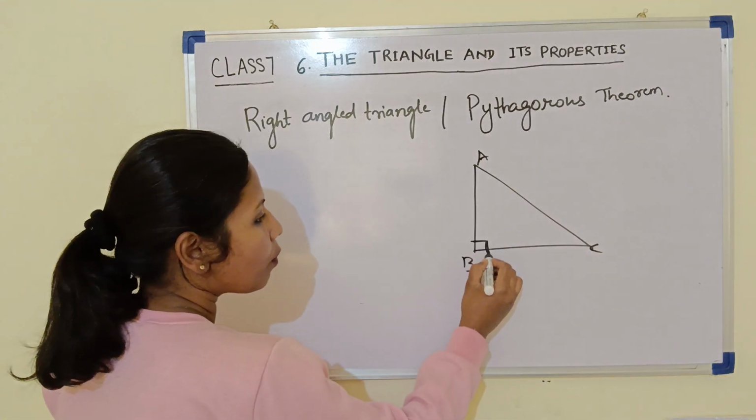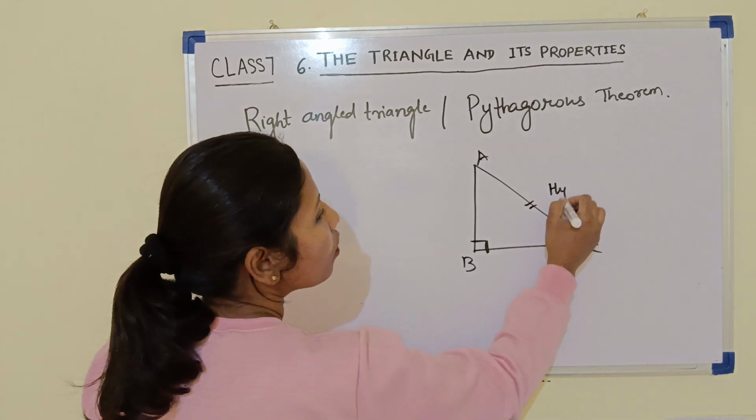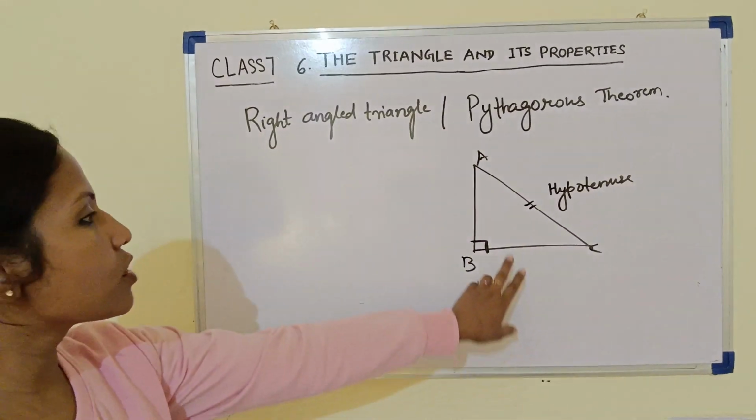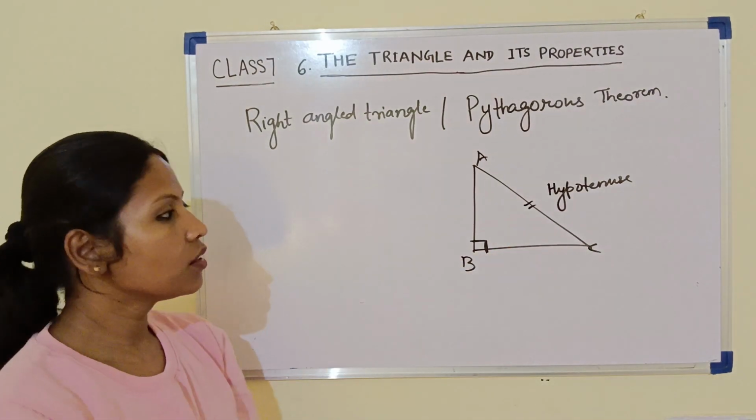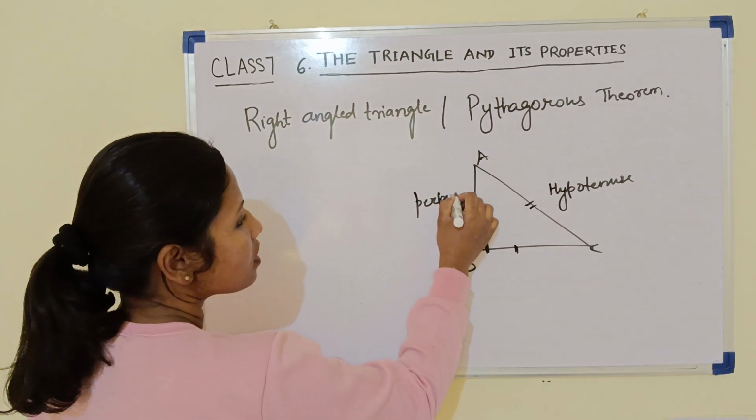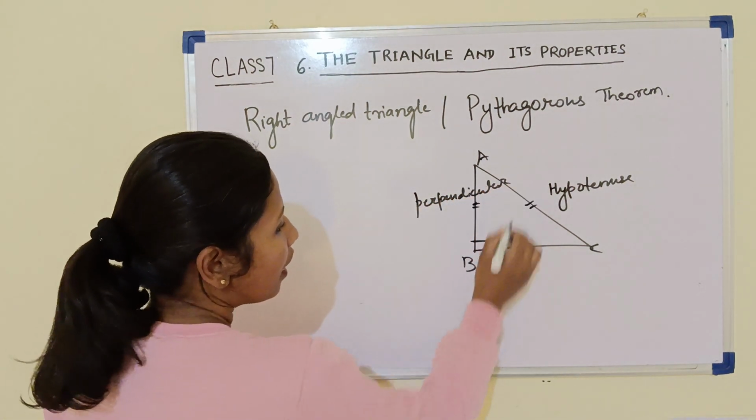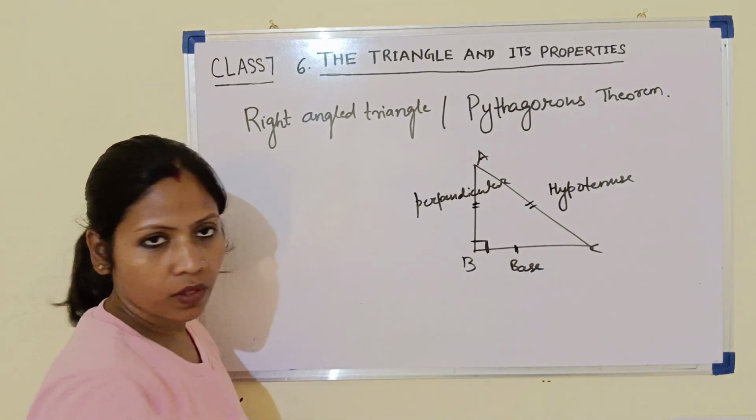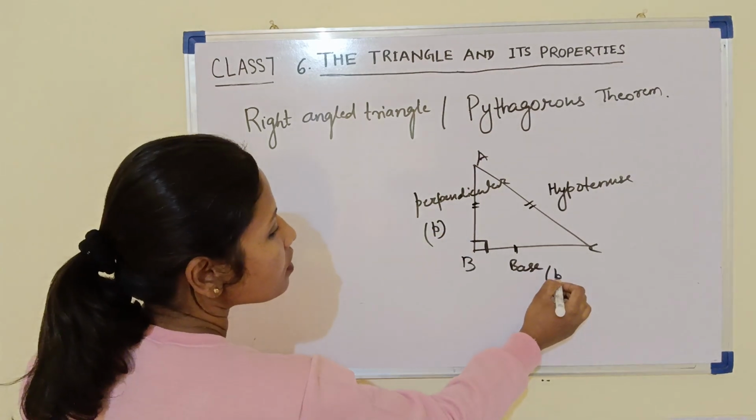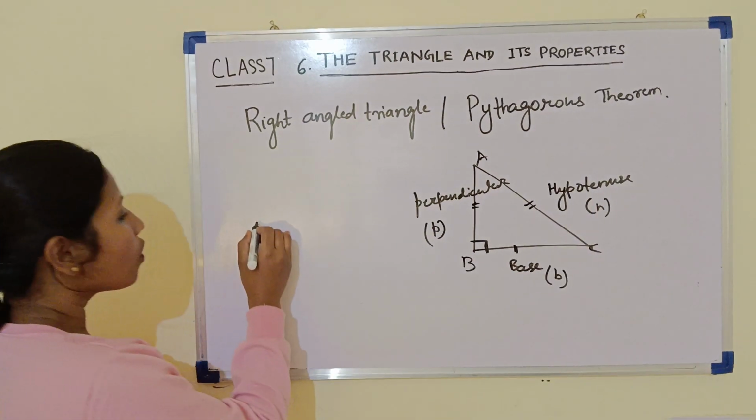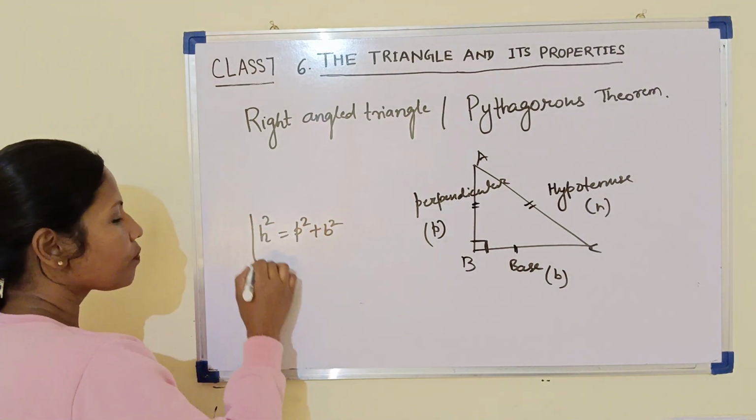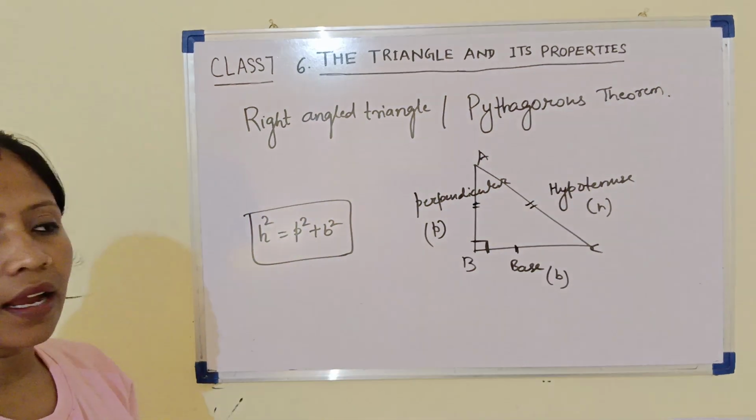The side opposite to the right angle is called the hypotenuse. And these two are called legs. We also call one of them the perpendicular and the other the base. You make this P, this B, and this is H. There is a relation between them: H square is equal to P square plus B square. So this is the relation of a right angled triangle.